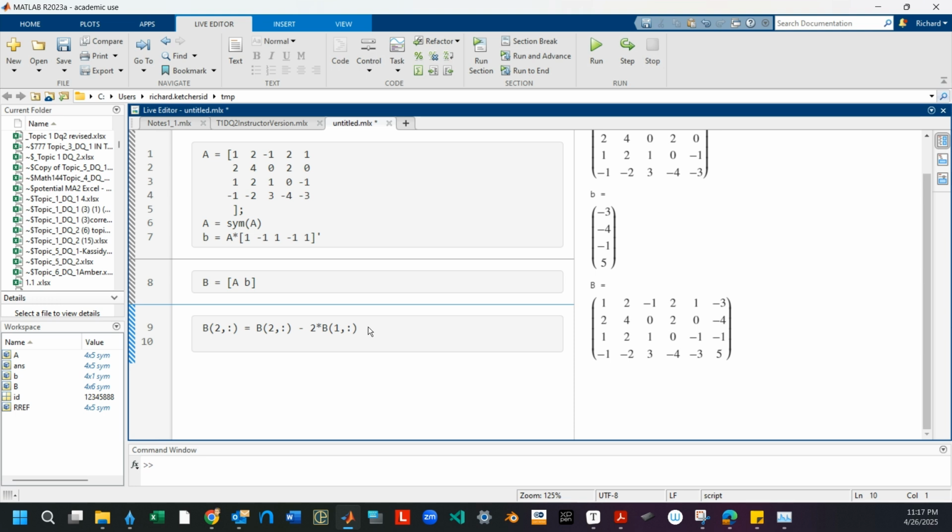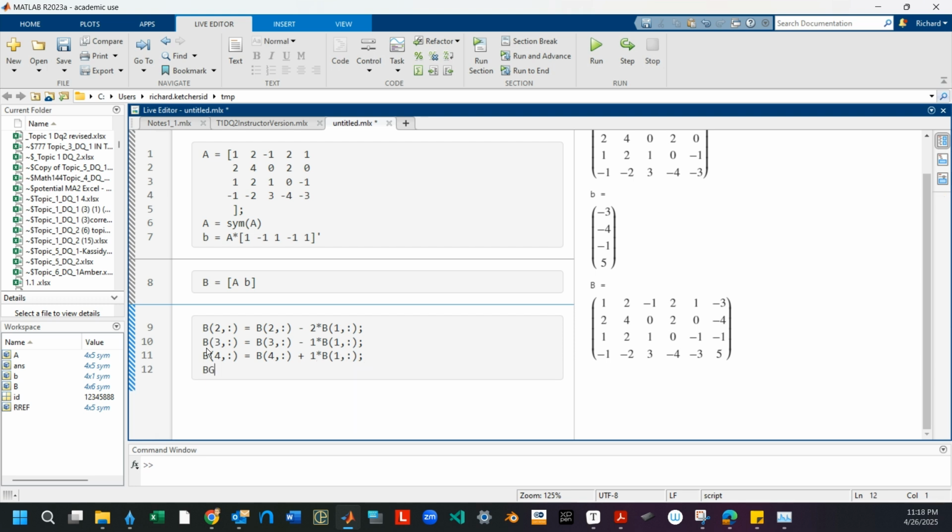The next operation I want here, and to keep this from showing up each time, I can put a semicolon there. So the next operation is going to be sort of the same. Let me just copy this so I can use it as a template, except I'm dealing with the third row, so it's B3, and I just want to subtract off 1 instead of 2. And then the last one will be more or less the same, except it's B4, and here I'm subtracting off a minus 1. I could do it like that.